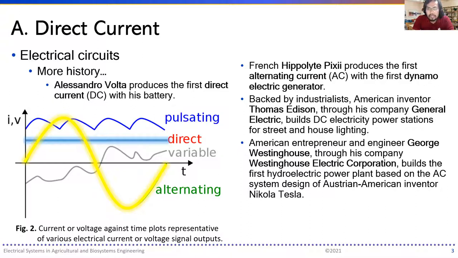So you create a DC supply at the voltage that you produce it, but then you're going to lose a lot of voltage by the voltage drop, which is going to be discussed later in the course.